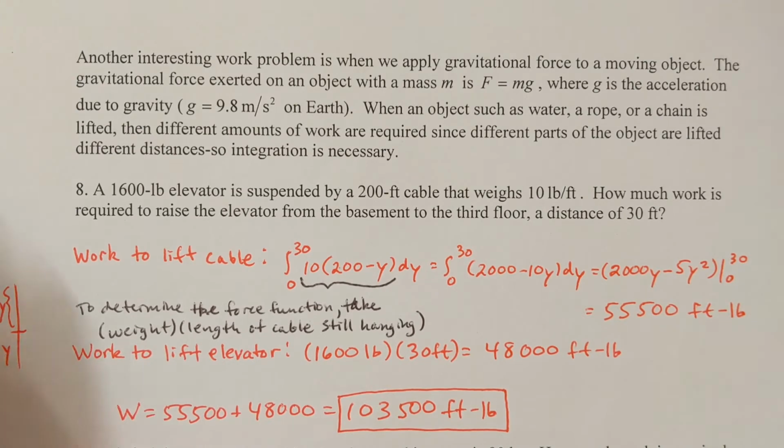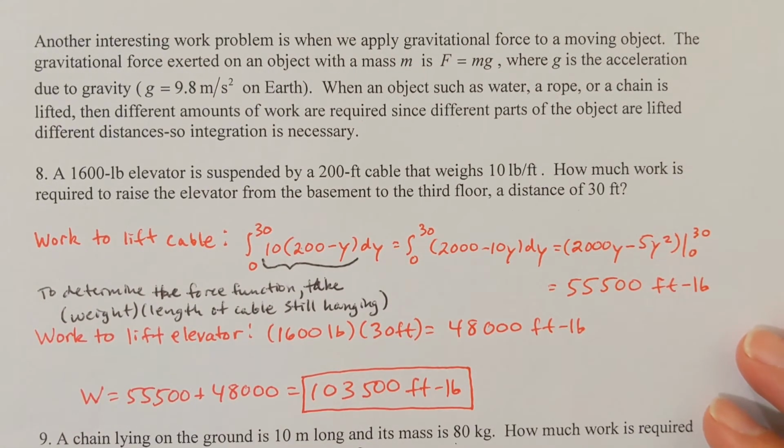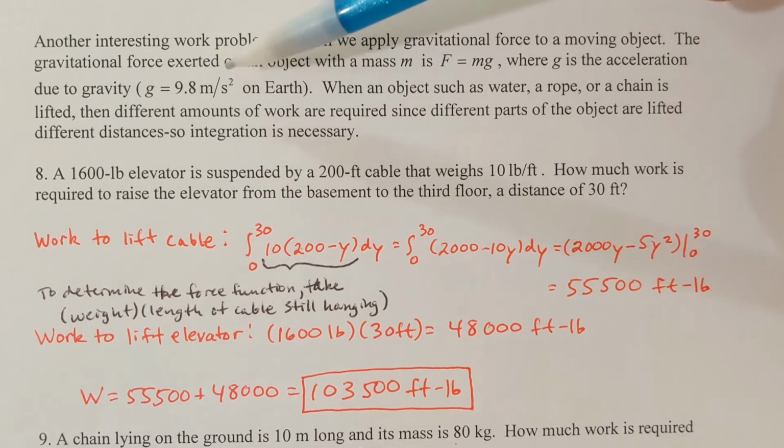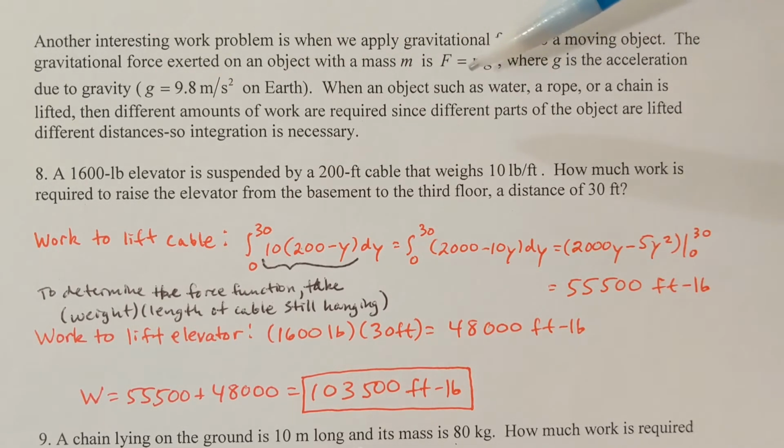We'll go to the next page. Another interesting work problem is when we apply gravitational force to a moving object. The gravitational force exerted on an object with a mass m is where you take mass times acceleration due to gravity, 9.8 meters per square second on Earth. When an object such as water, a rope, or a chain is lifted, then different amounts of work are required since different parts of the object are lifted different distances. Because there would be a variable force, then integration is necessary if you're lifting objects.